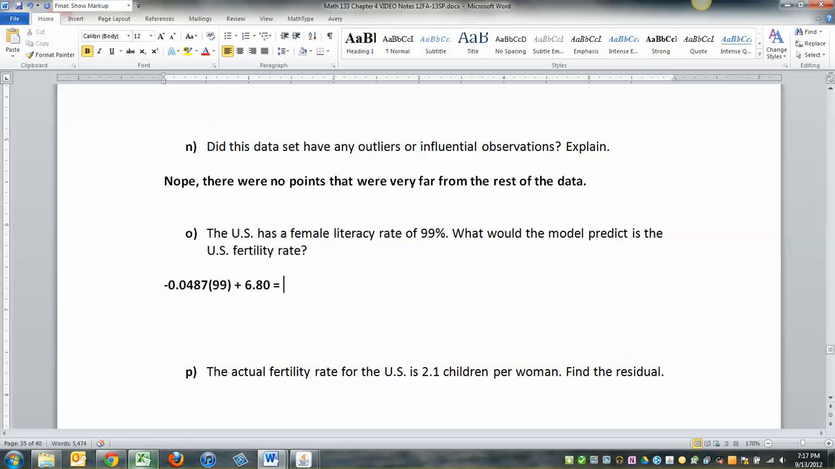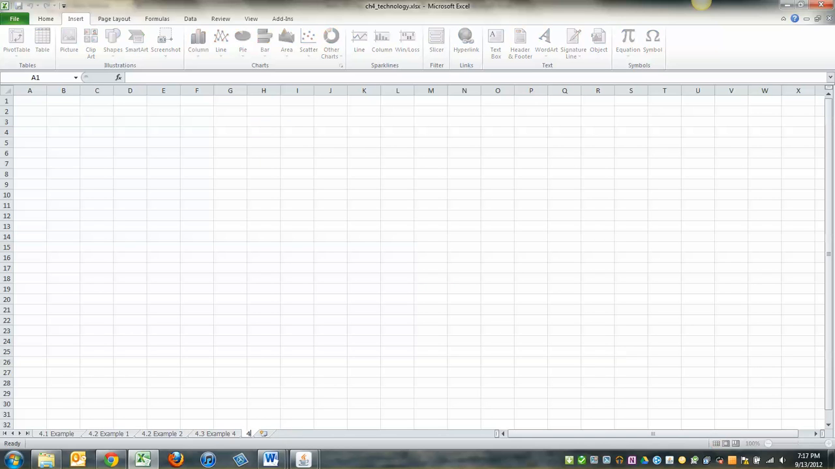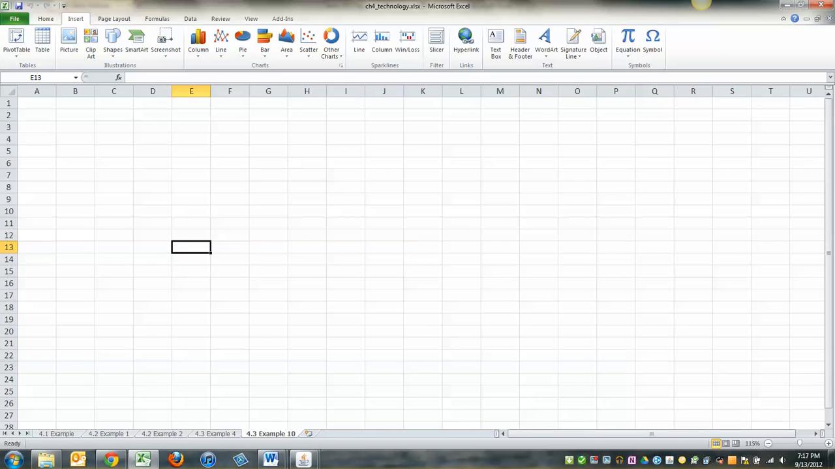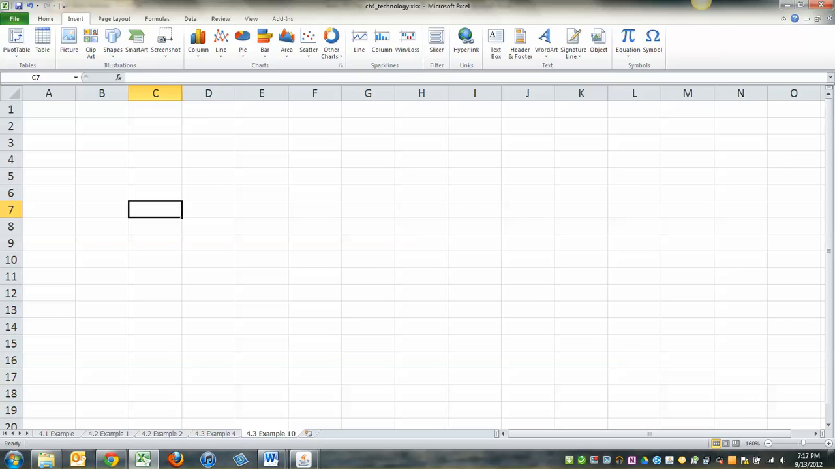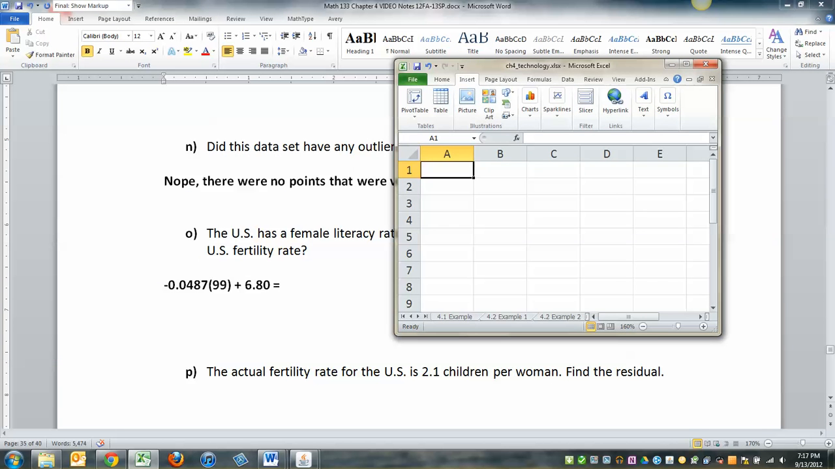So you take negative 0.0487. Matter of fact, I'm going to put that right here. So this is 4.3 example 10. Make sure you're saving, by the way. My computer crashed on me during the middle of one of these videos just 2 videos ago, and it was very frustrating. All right, so let me make this smaller so I can see what I'm doing here. So equals negative 0.0487 times 99 plus 6.80. And there we go. This is the fertility rate.